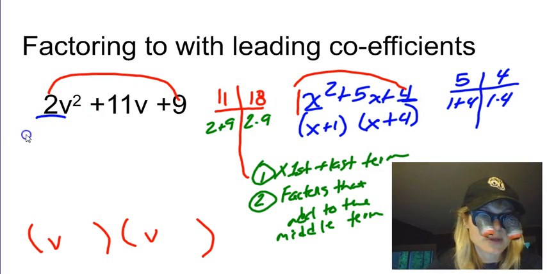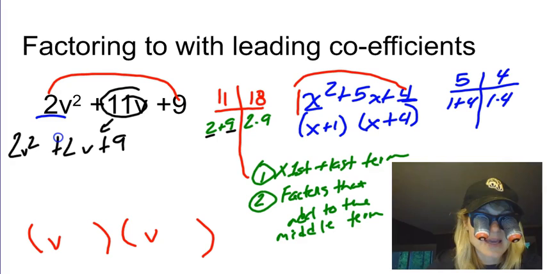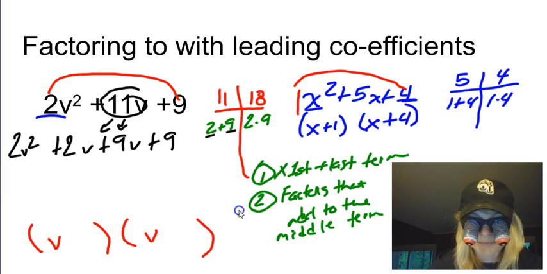So what we're going to do is we're going to write this 2v squared here. And then I'm going to replace this 11v with my 2 and 9. So I'm going to change that to 2v plus 9v, okay? Because 2v plus 9v is 11v. So I didn't change this problem. I'm just separating it up different. So I separate it out into my two factors, and then I bring in my plus 9 here, okay?